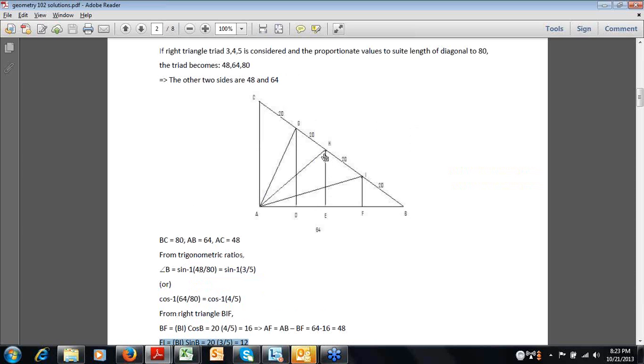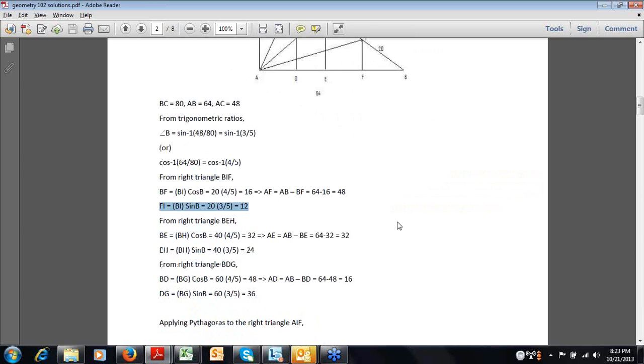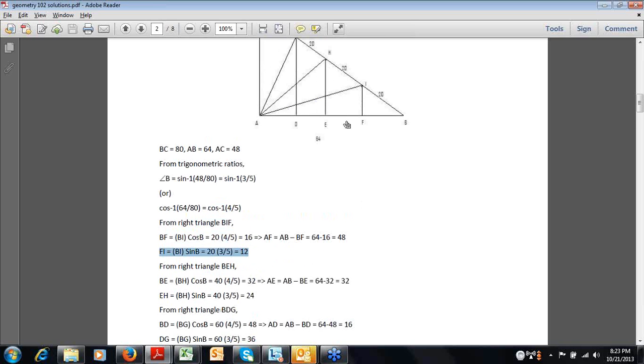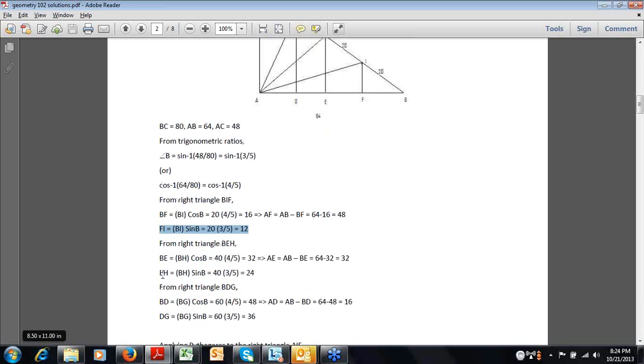This triangle we are talking about right now is 40. The hypotenuse is 40. So BE, the value of BE, we can calculate. Again, the same cos angle, cos B, 40 into cos B, it will be 32. And again, AE will be AB minus BE, that will be 32. So now similarly we can calculate with the sine angle the value of EH.